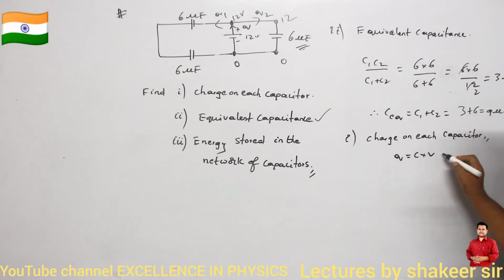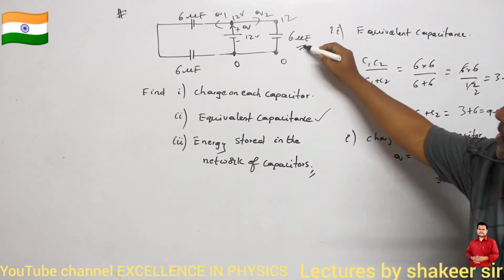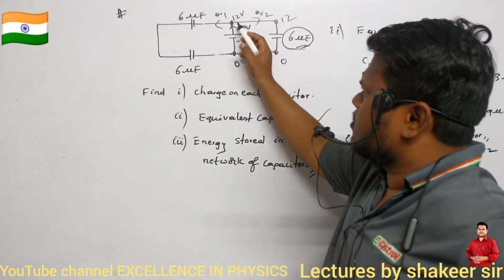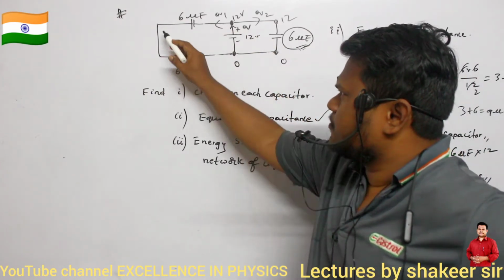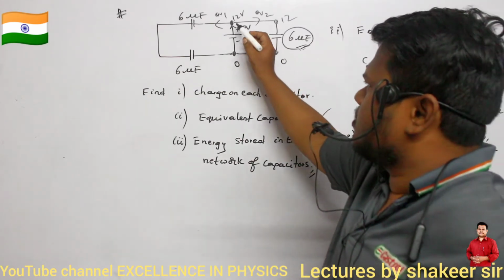So therefore, Q is equal to C into V. The capacitance is 6 microfarad, the potential difference is 12. So 12 sixes are 72 microcoulombs of charge will be present in this capacitor. Clear? Similarly, now can you say what is the total charge present in this branch? Which branch am I saying? I am saying this branch.